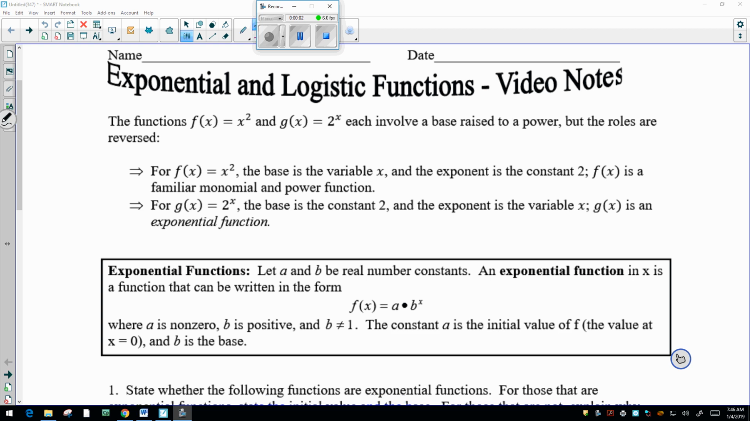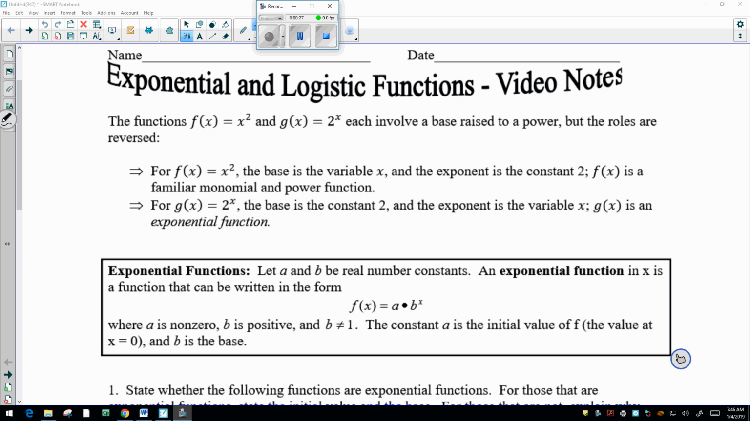So we're moving into our exponential and logistic unit. We're going to take a look at these two types of functions today, see what each of them are, what they're represented by, all that good stuff. So just to start us off, we have two functions. f of x is x squared and g of x is 2 to the x. Very similar, however, slightly different.